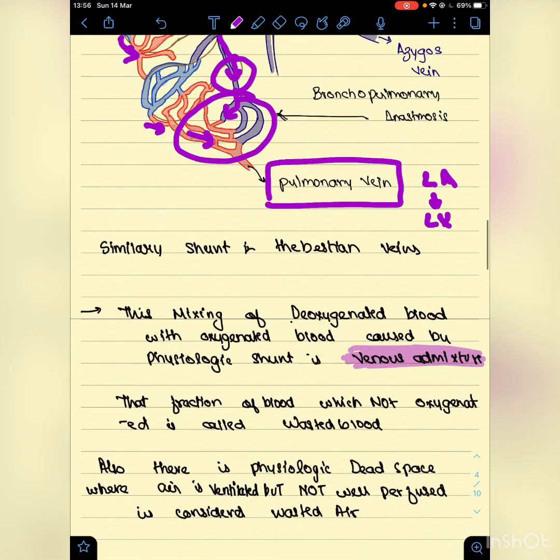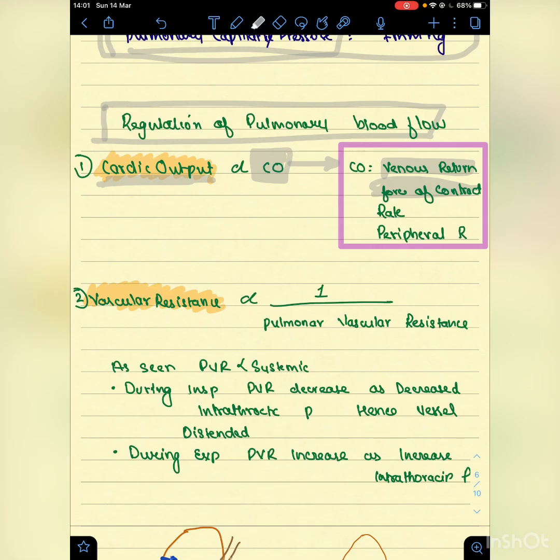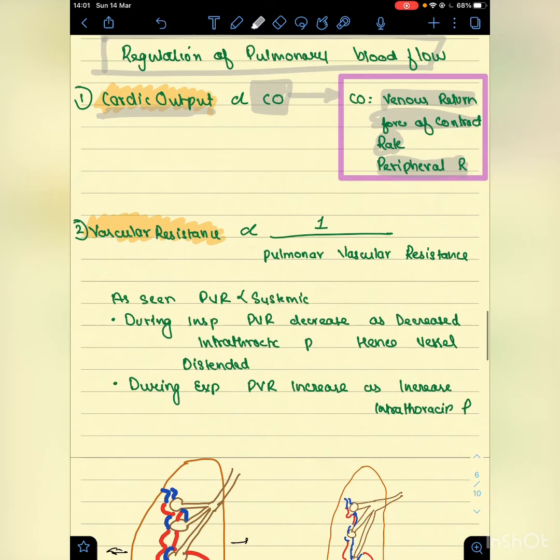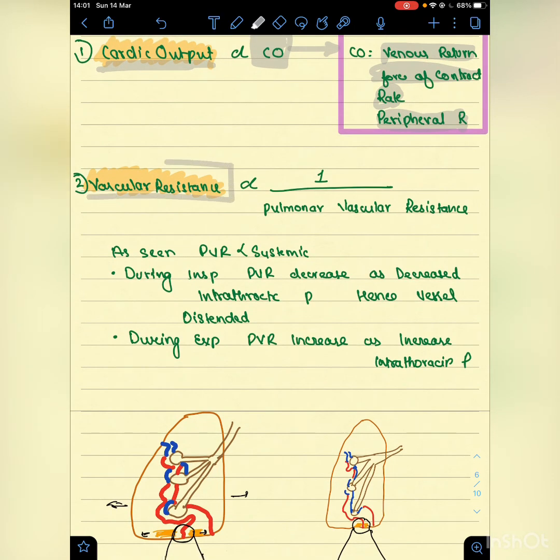Similarly, there is shunt in the veins. The heart also has similar shunting; the heart also requires nutrients and oxygen, and it mixes its deoxygenated blood with oxygenated blood. So this mixing of deoxygenated blood with oxygenated blood caused by physiologic shunt is called venous admixture, and that specific amount of venous admixture is wasted blood, as nothing can be absorbed from that, so it is called wasted blood.